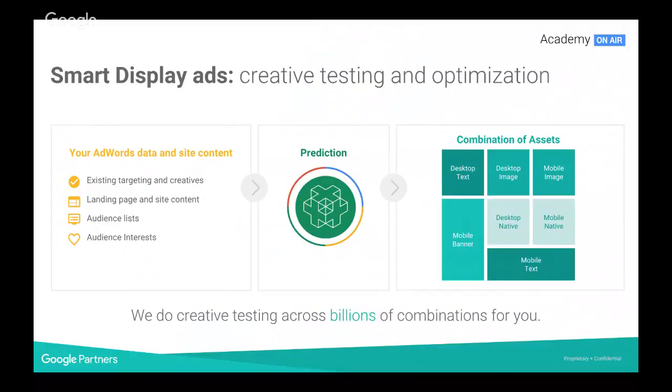All right. When it comes to creatives, here's where it gets incredibly interesting. So when you create a smart display ad, you have the capability to upload up to 5 headlines, 5 texts, 15 images, and 5 logos.